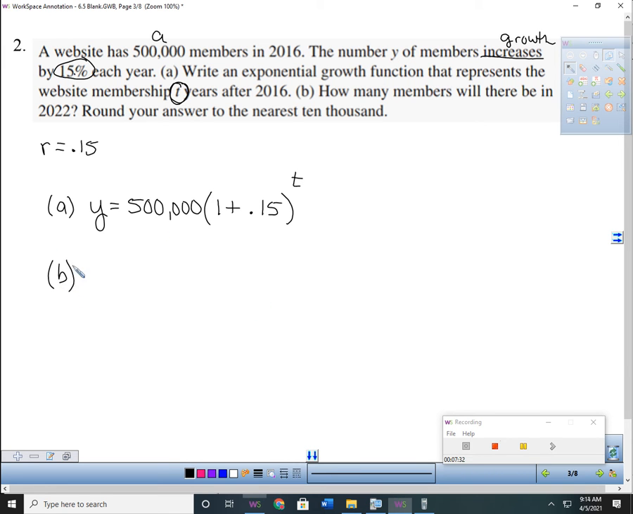Part B says, how many members will there be in 2022? Round your answer to the nearest 10,000. All right? So let's look at this. We have Y is equal to, and then all we're going to be plugging into is this T right here, so we need to decide what number to plug in there. And I'm going to go ahead and say 1 plus 0.15 is 1.15.